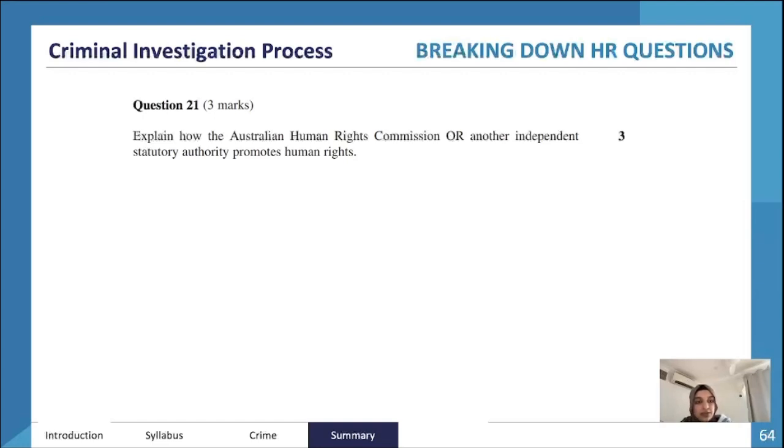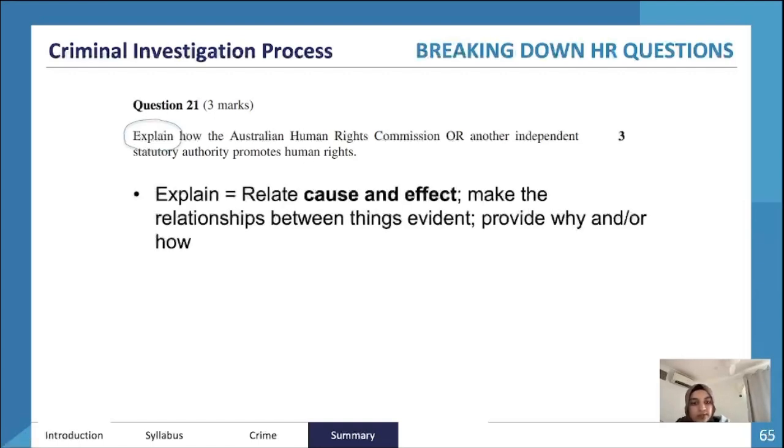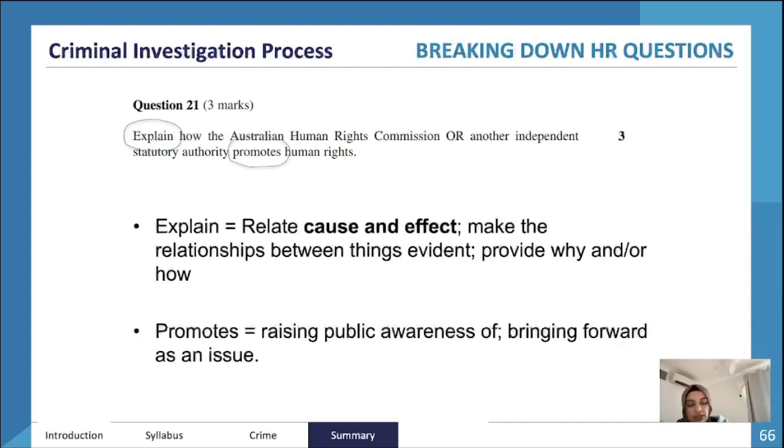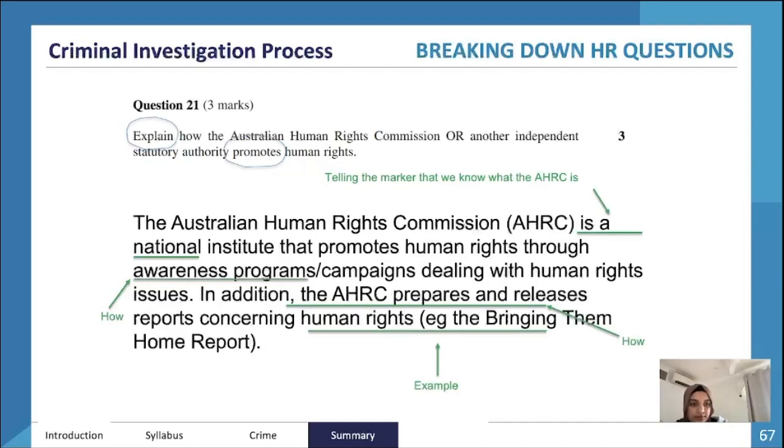Here's another example. Explain how the Australian Human Rights Commission or another independent statutory authority promotes human rights. So explain is cause and effect. You want to be able to talk about that in more detail in terms of how it's able to promote human rights. How can you promote? Raising public awareness, bringing forward an issue, etc.